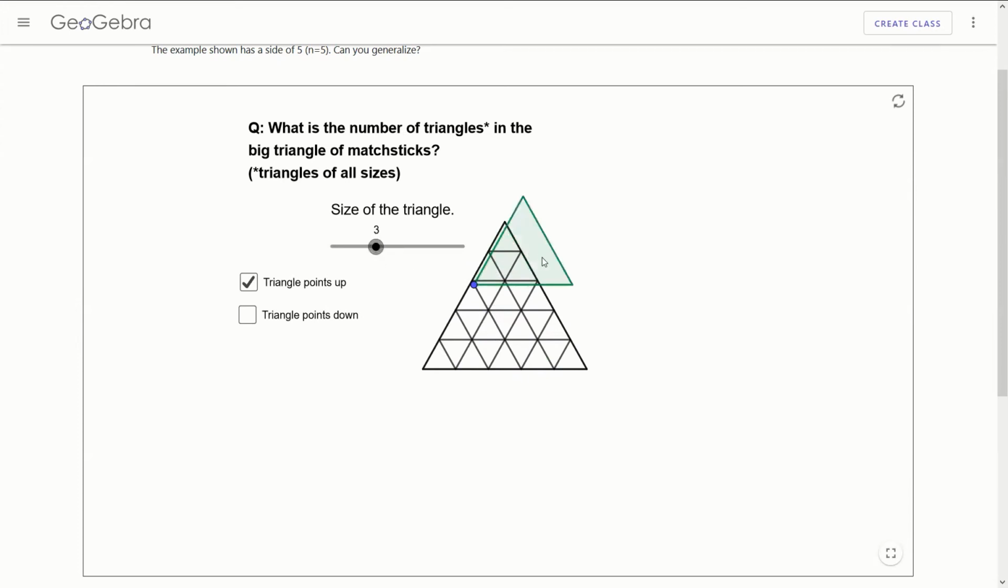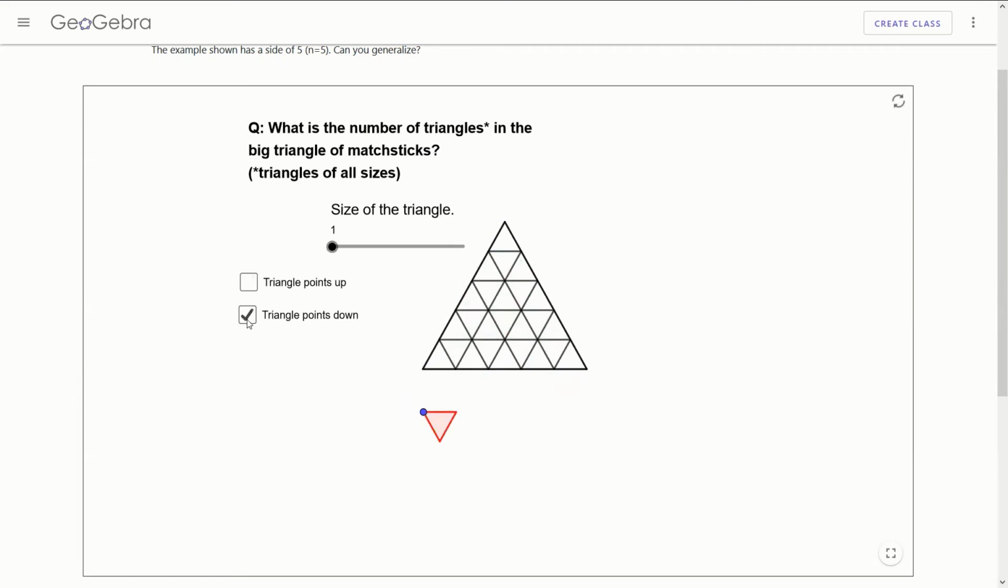What about size 3? Coming across the bottom, I have 3 plus 2 plus 1. Nice pattern going here. Size 4, I have 2 across the bottom, so we have 2 plus 1. I have 3 of that type. And finally, the entire triangle. I can put this in here, and there's going to be 1 of that type. So there's quite a few triangles that are pointing up.